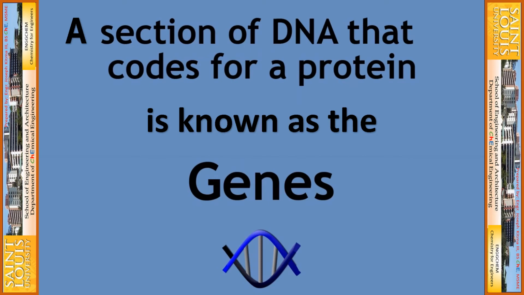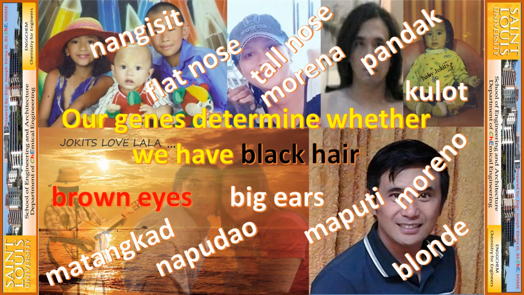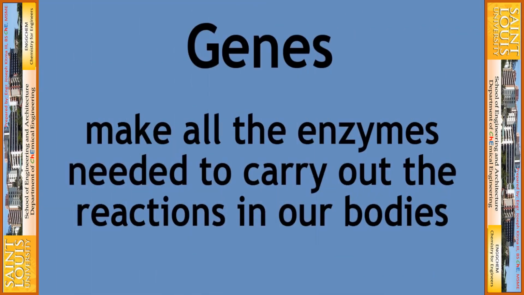A section of DNA that codes for a protein is known as a gene. Our genes determine whether we have black hair, brown eyes, big ears, and other characteristics. Genes make all the enzymes needed to carry out the reactions in our bodies.